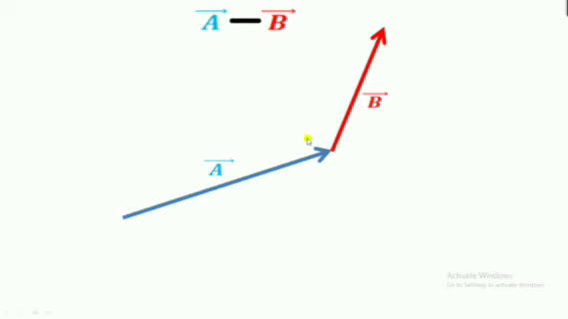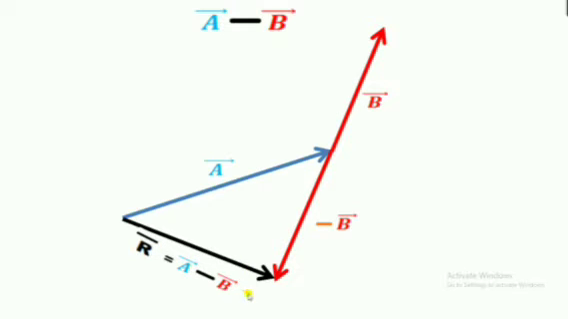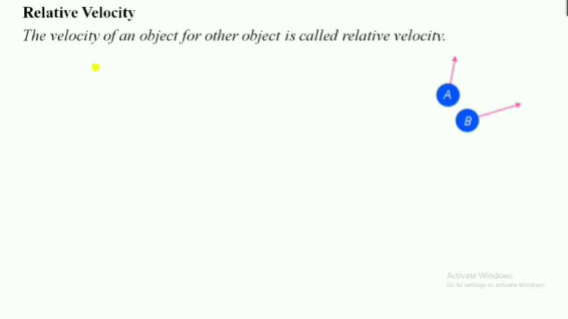And suppose if I want to find A minus B, then this is A and this is vector B, but I need negative B, so I'll draw another vector in the opposite direction of B. So this will be our minus B. So the resultant of these two will give us A minus B. And relative velocity means velocity of an object with respect to another object.